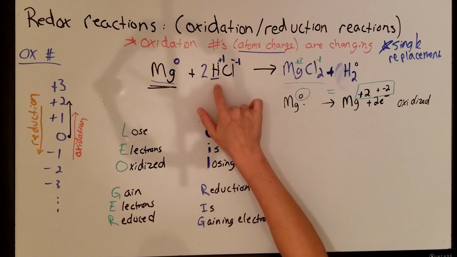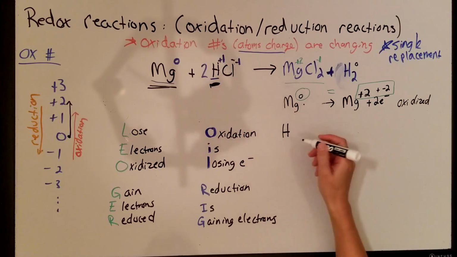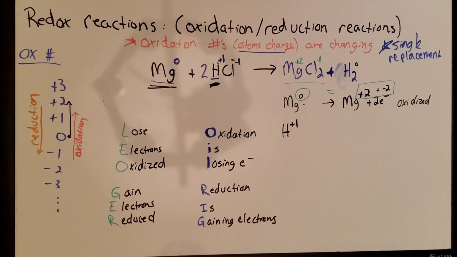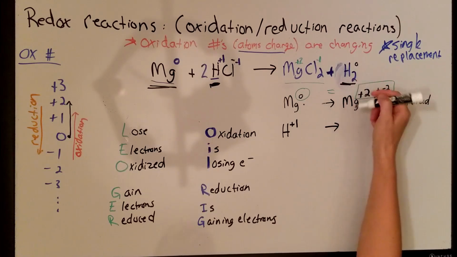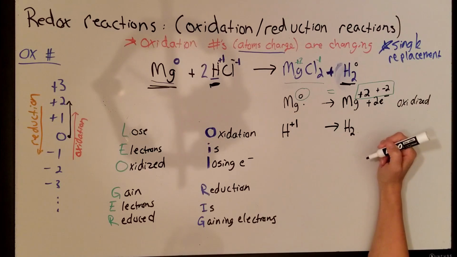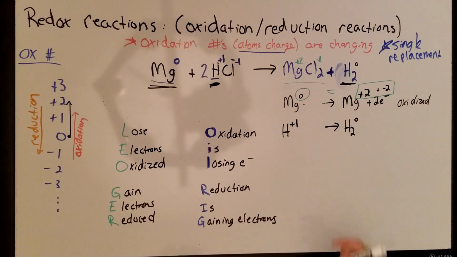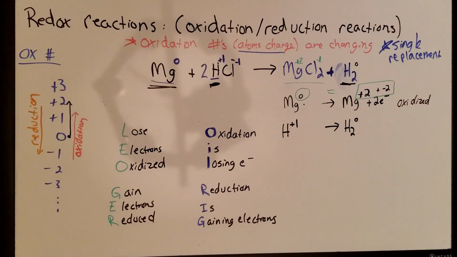All right, let's look at hydrogen next. So hydrogen on the reactant side, right here, does have a charge because it's not by itself. It's in an ionic compound, so it has a charge of a +1. Now going over to the product side, what is its charge now? It's 0. Okay, because it is now an element by itself, and all elements by themselves have a 0 charge.